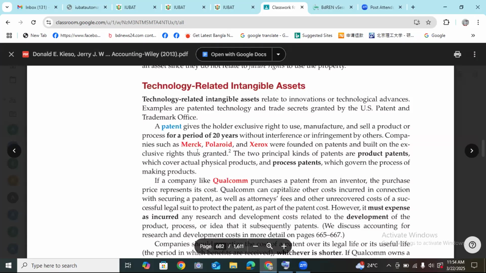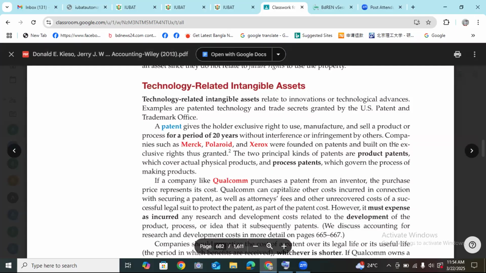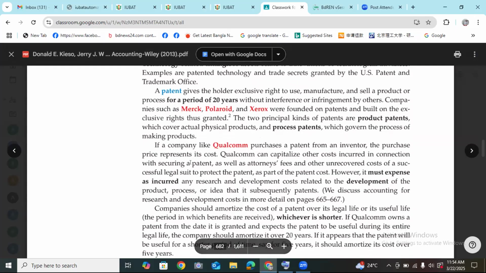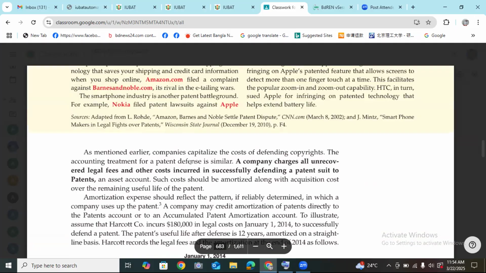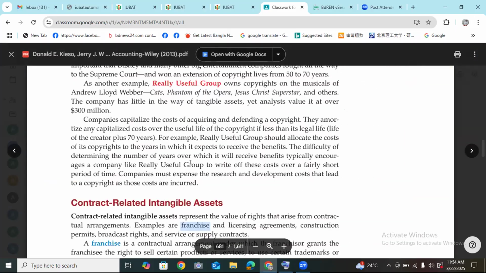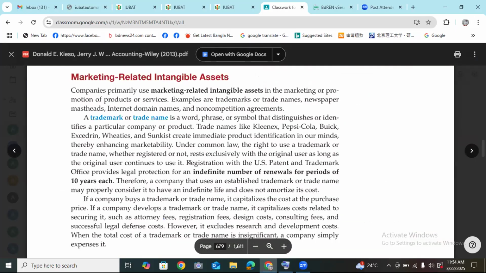Companies such as Xerox were founded on patents and built exclusive rights in this country. So these are some types of intangible assets. I think I stop here today, isn't it?